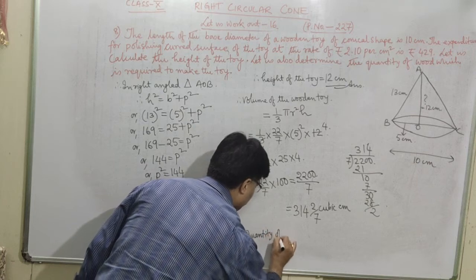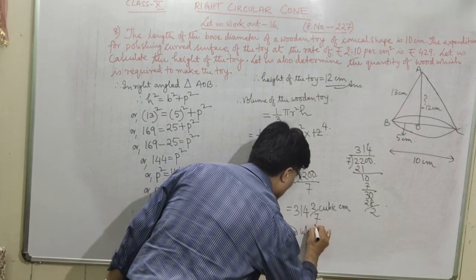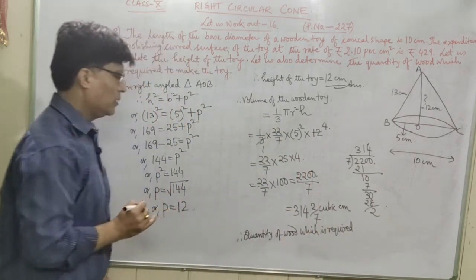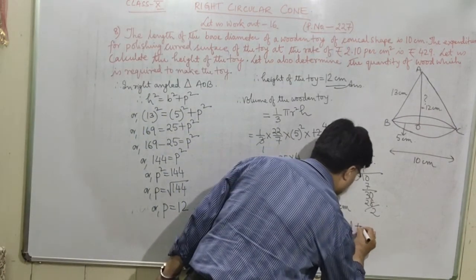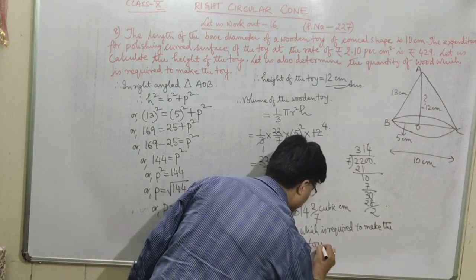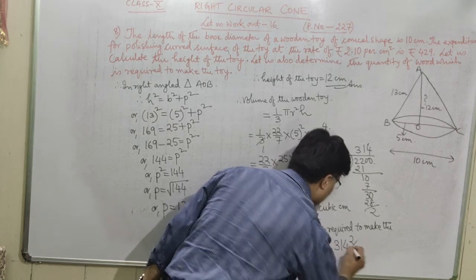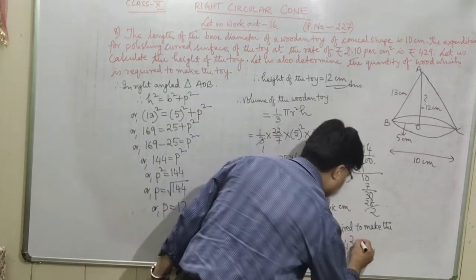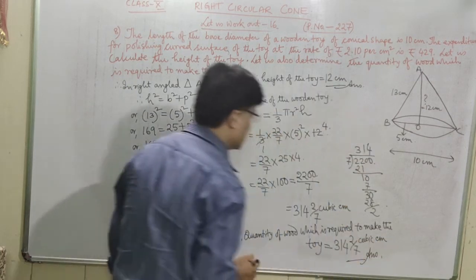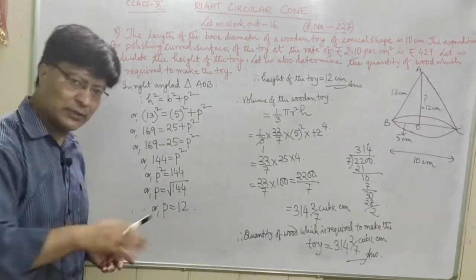Quantity of wood which is required to make the toy is equal to, what is the answer? It is 314 2 by 7. Then you can write cubic centimeter. So this is the final answer. So now I think you have understood it. So you can copy it. Now we'll do the next question.